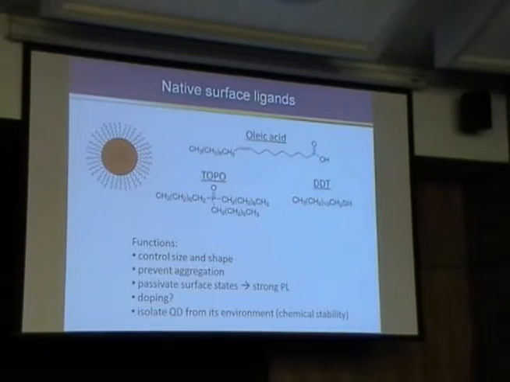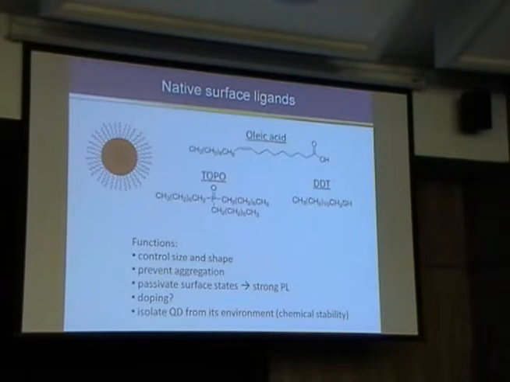Okay, so inherited from these syntheses are the native ligands. I call these ligands native because they come with the dots as they're born. They tend to be long-chain hydrocarbons, so oleic acid is very popular for the lead salts. But there are also other molecules like TOPO, trioctylphosphine oxide, which is more typical with the cadmium salts. And then DDT, so this is not Rachel Carson's DDT, this is dodecane thiol. So you can have thiols, you can have amines, various long-chain phosphonic acids, and so forth.